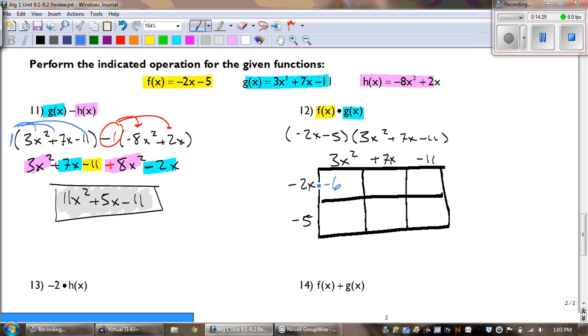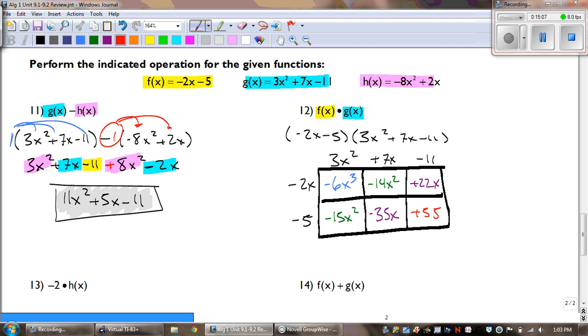-2 times 3 is -6. x times x squared gives us x cubed because we add the exponents. -2x times positive 7x gives me a -14x squared. And -2 times -11 is positive 22x. Okay, second row, -5 times 3 gives me -15, and then we have the x squared. -5 times positive 7 gives us -35x. And the negative 5 times negative 11 gives us positive 55.